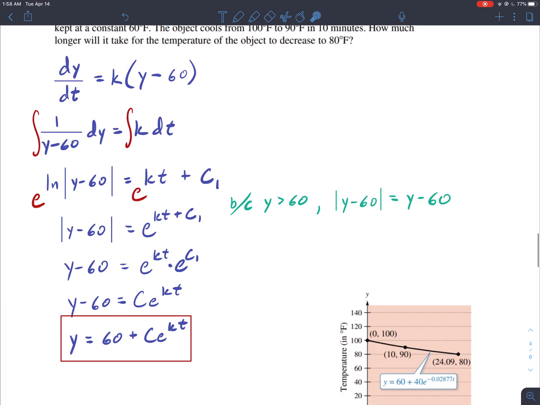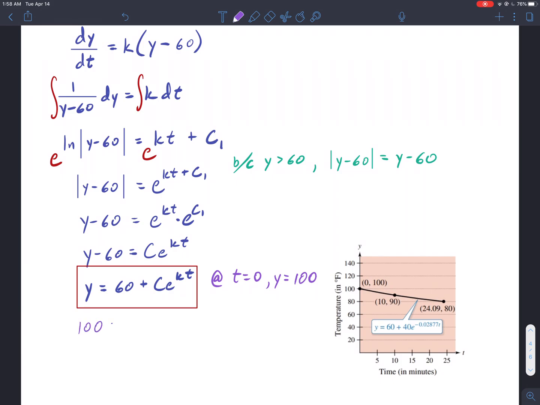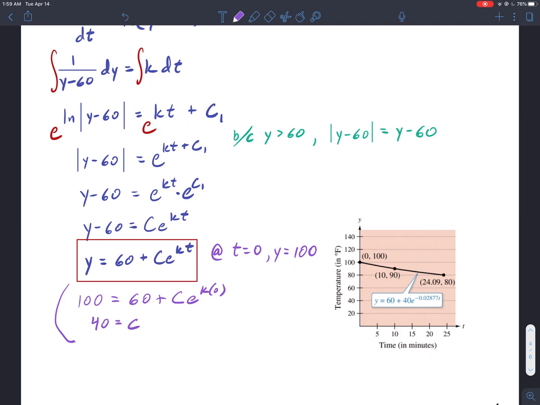Okay, at time t equals 0, given in the problem, the initial temperature was 100. So if I set y to be 100 and t to be 0, I get, really, c is 40. And if c is 40, then I can take this model and get a little bit more specific. 40 e to the kt.